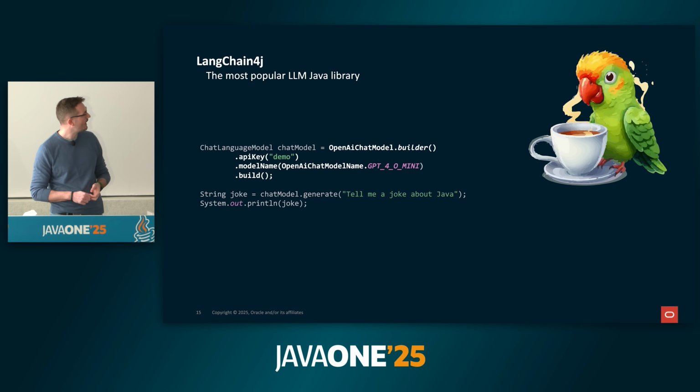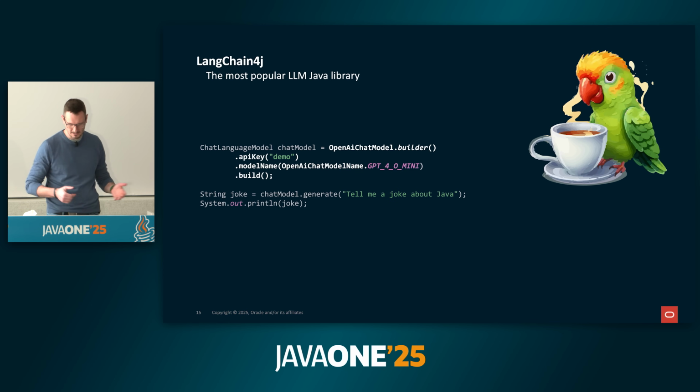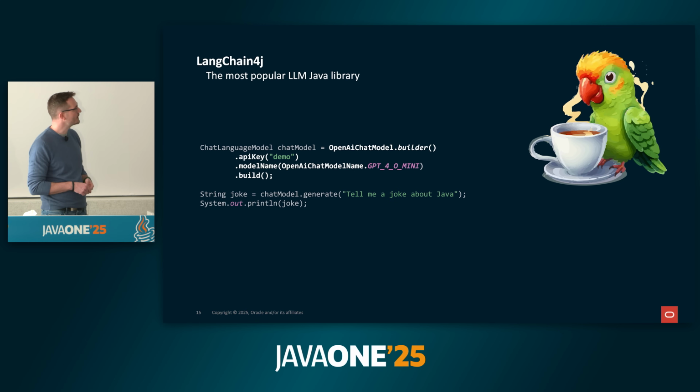With OpenAI, so you can see that the highlighted part is the only part which actually relates to OpenAI. The rest of it is the business code. It doesn't change if you decide to change the LLM provider. Also notice the demo token. That's not a mistake. That's a feature of LangChain4j for OpenAI.